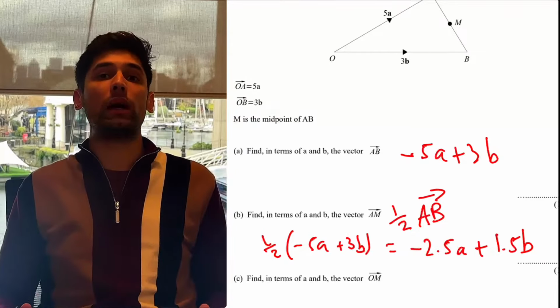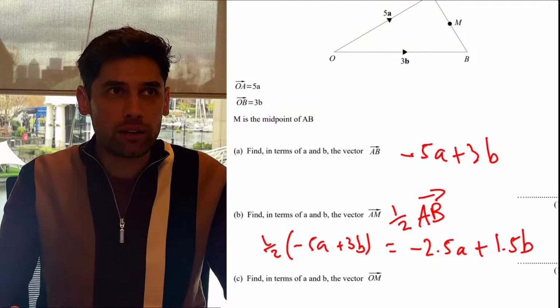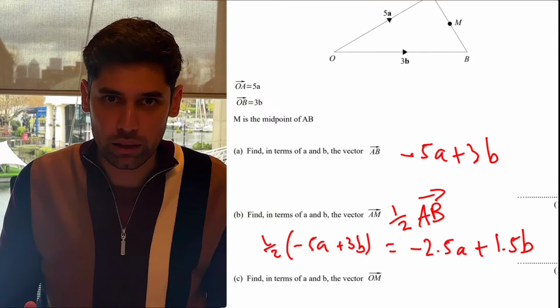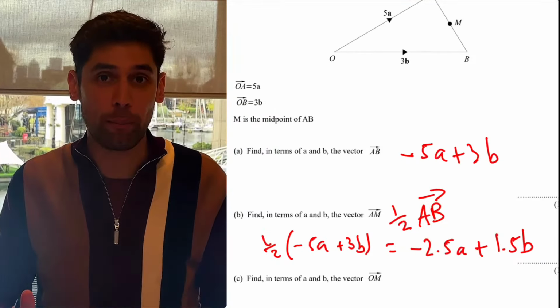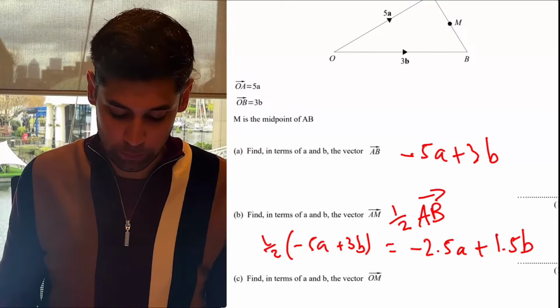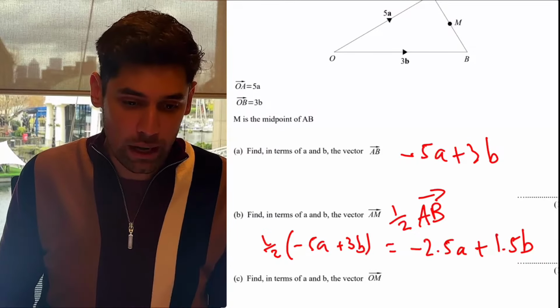Remember, I'll say it one more time. If you're trying to find a vector that is part of a line, don't. Find the entire line and then multiply it by the fraction of that line that you want. That's going to make this last bit a lot easier now.